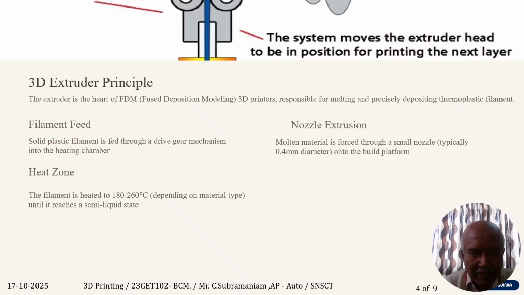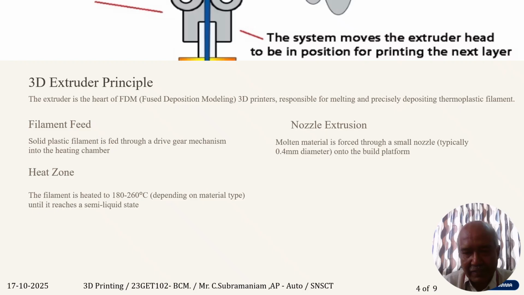The filament feed is a solid plastic filament which is fed through a drive gear mechanism into the heating chamber. The plastic will be melted by the heat and will flow in the heat zone. The heat zone will be about 180 degrees to 260 degrees centigrade, depending on the material type itself. The nozzle extrusion gives the molten phase through a small nozzle, typically 0.4 mm diameter by default, and we can change it depending on the materials we require.